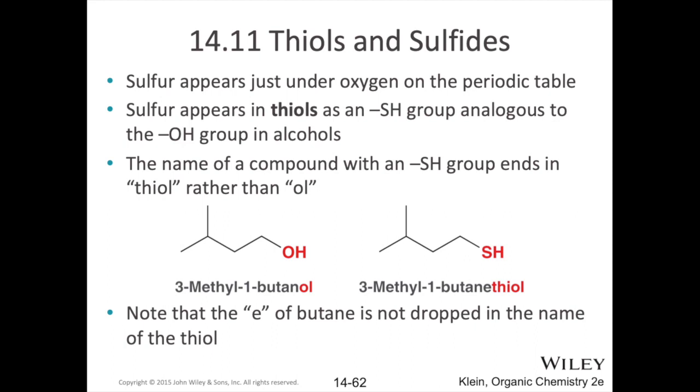So in the case of a thiol, as I pointed out, it's pretty much just like an alcohol, except instead of an OH group, you have an SH group. The naming is also very similar. Instead of dropping the E in your parent chain name and replacing it with "ol," you leave the E in there and you just add the suffix thiol to that. So here you can see what would be a butanol becomes butane thiol.